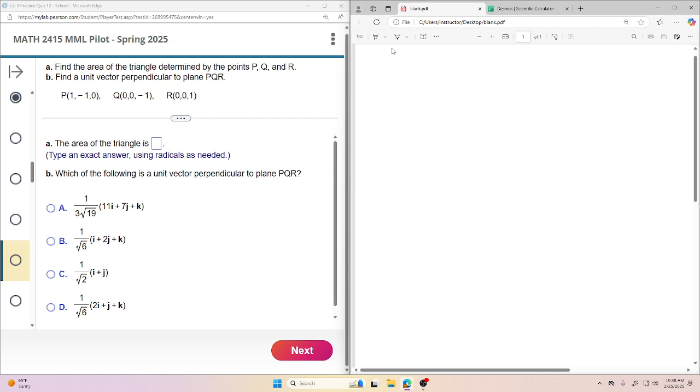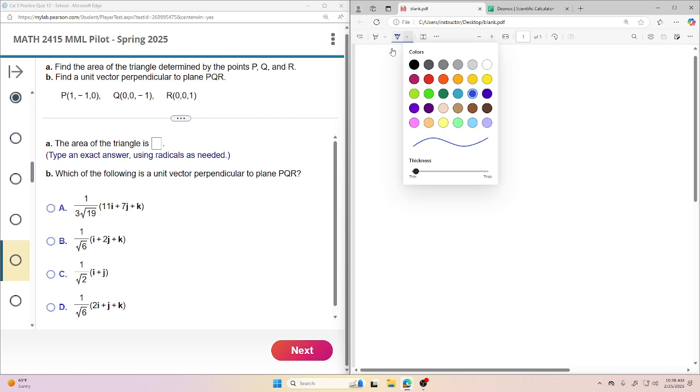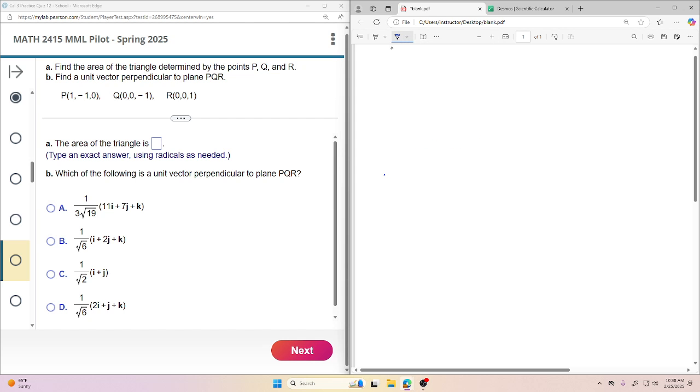Magnitude. Cross. Okay. Good. Yes. Cross product, magnitude, and then we cut it in two because of the triangle part. Parallelogram would be just the whole, I guess.